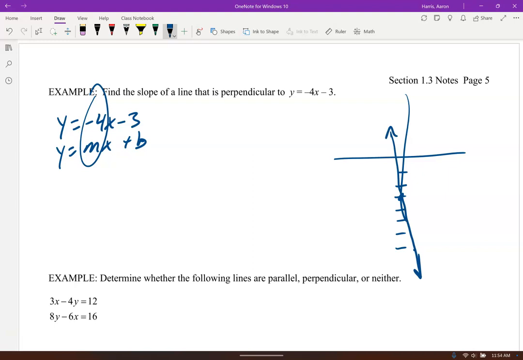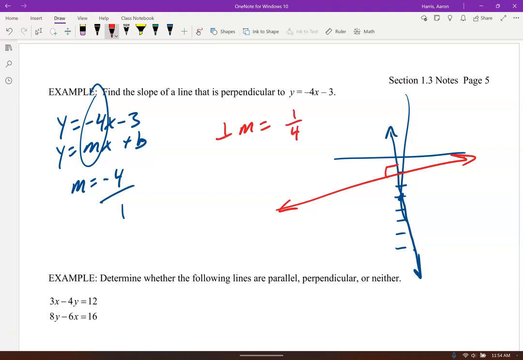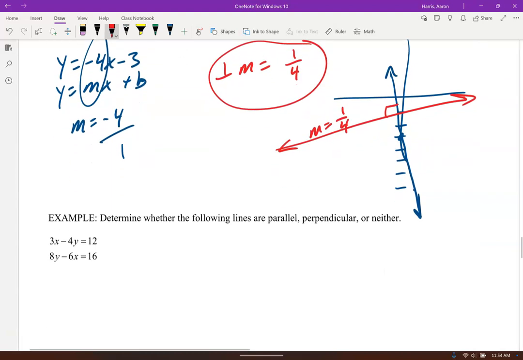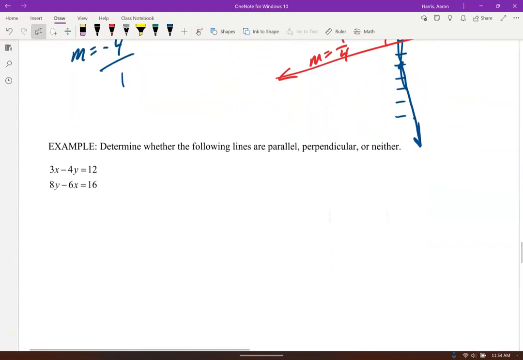So what would the slope of that blue line be? Hopefully you guys notice the slope would be negative 4, right? So if I had a line that's perpendicular to it, what would the slope of the perpendicular line be? Well, this is negative 4 over 1. So the perpendicular slope would be, flip it, 1/4, and change the sign. It was negative 4 over 1, now it's a positive 1/4. So the slope of this red line would have to be 1/4 in order for it to be perpendicular.